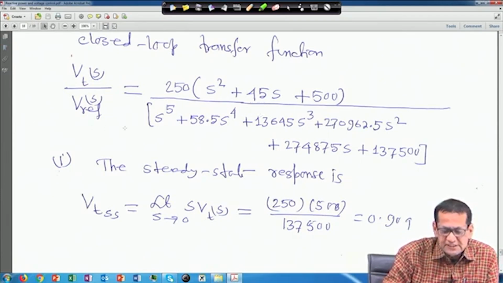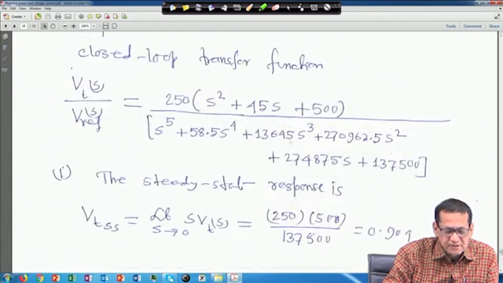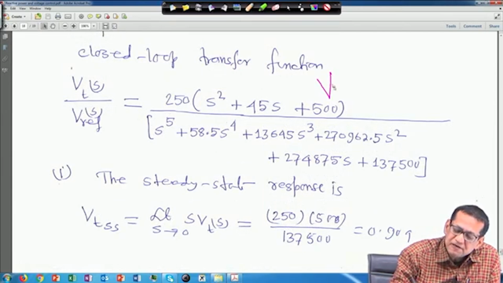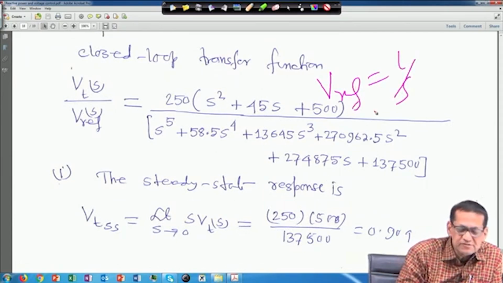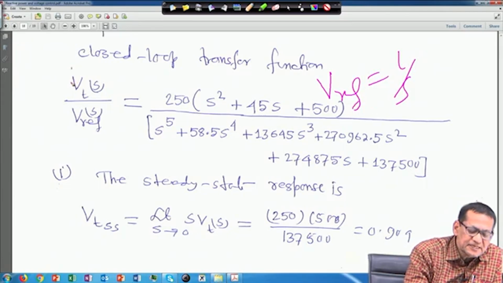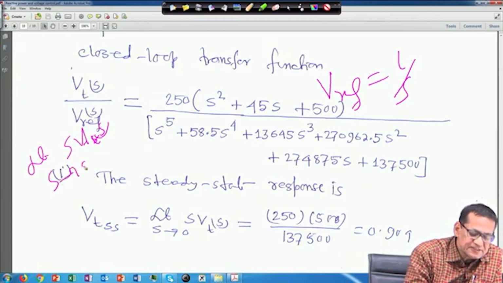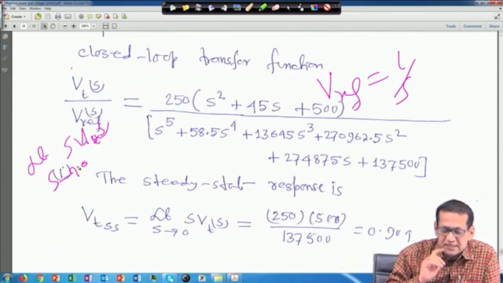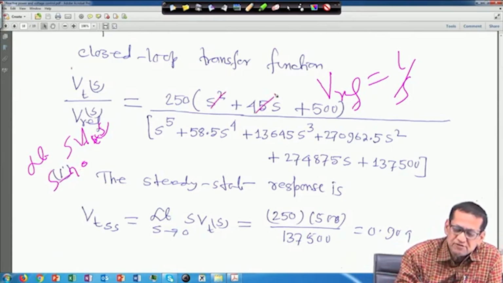Therefore, the first one is the steady state response. If you put V reference equal to 1 upon S, then this side will automatically become S V_TS, and then you take the limit S tends to 0. If S tends to 0, then this one will be 0, this one will be 0.